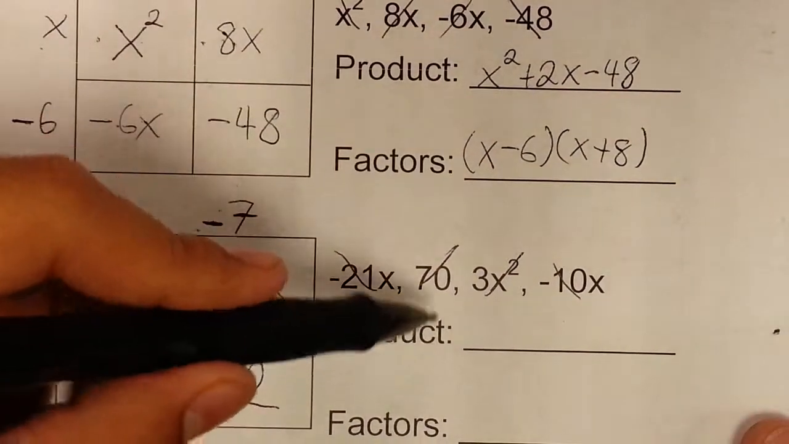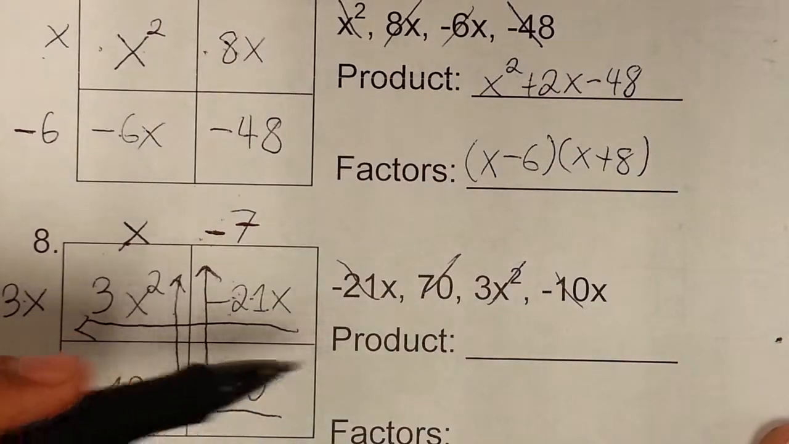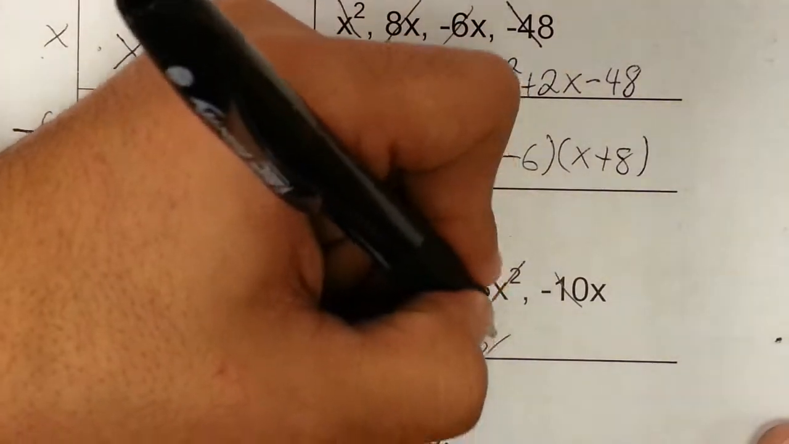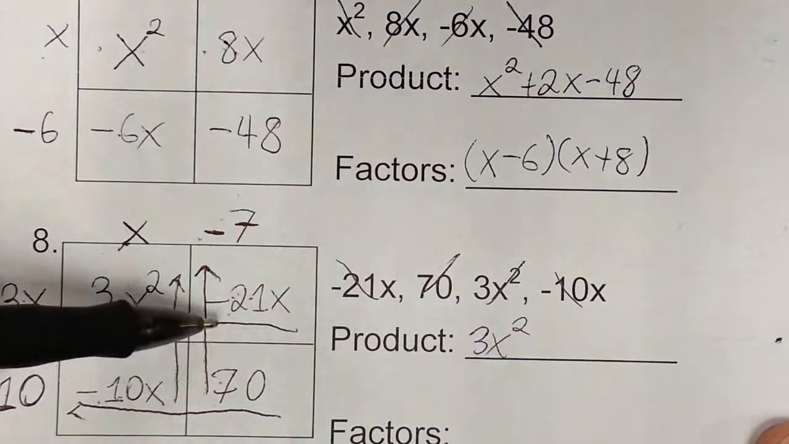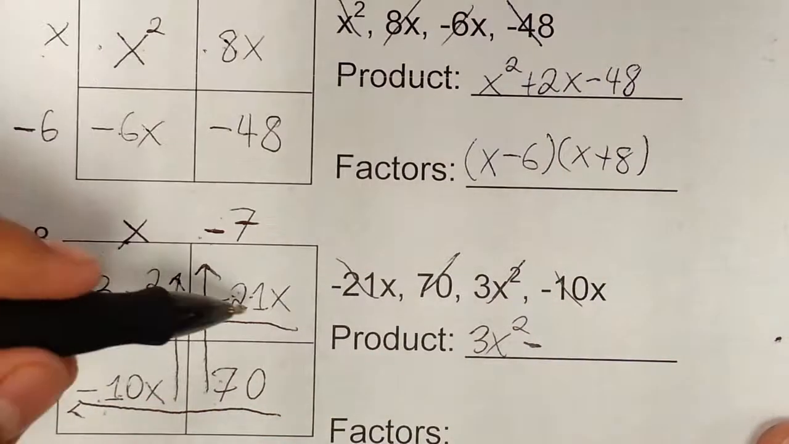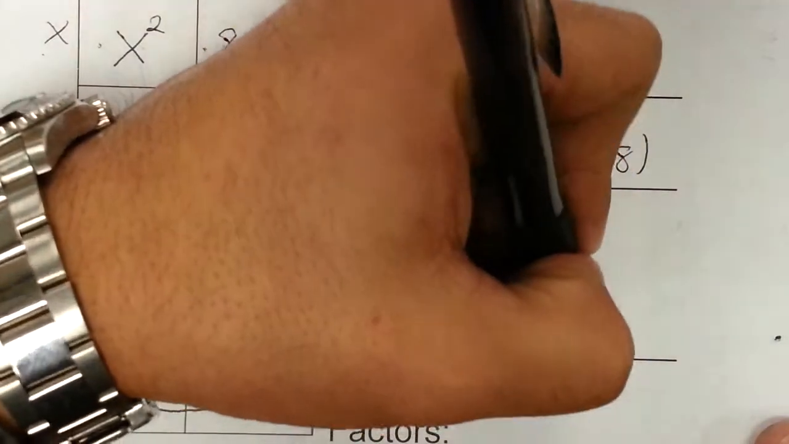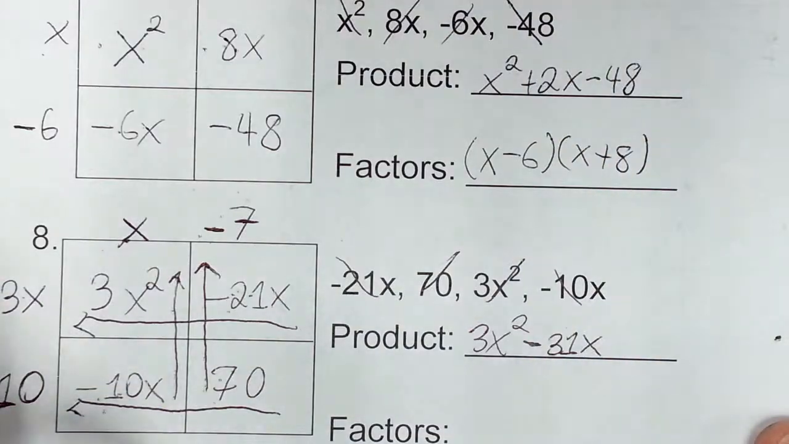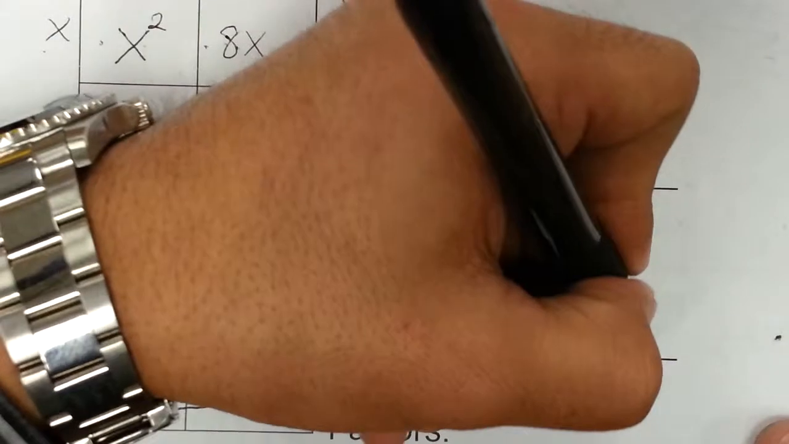And my apologies, I forgot to do step 2 and write out the product. We've got 3x squared, negative 21x and negative 10x. Same sign, so keep the sign. Add the numbers. 21 and 10 makes 31. 31x. And then a plus 70.